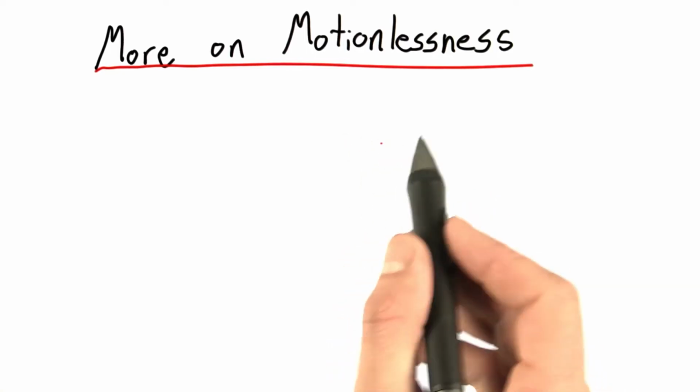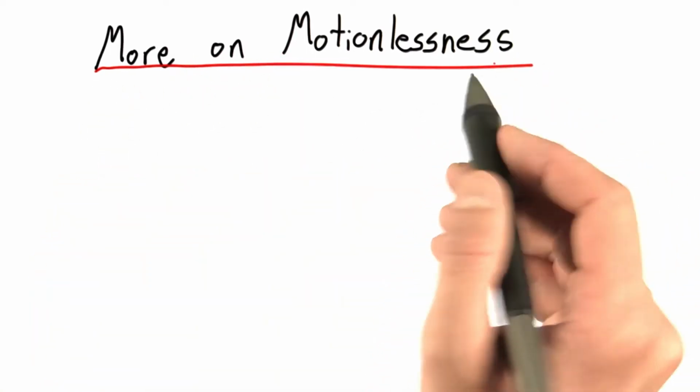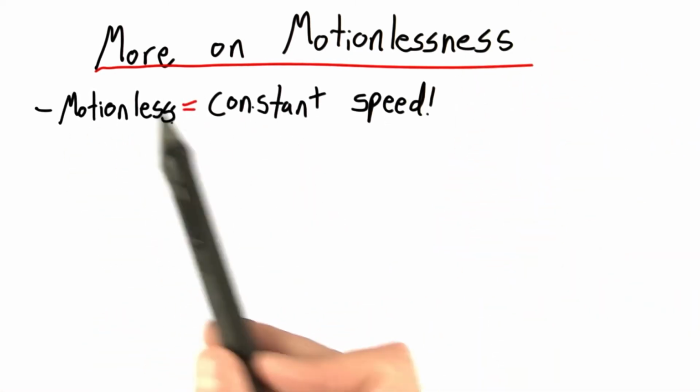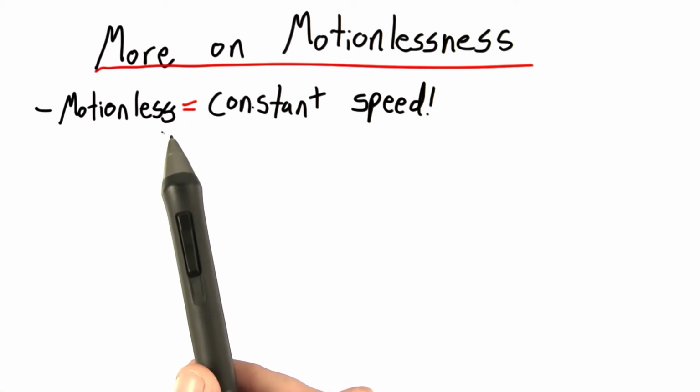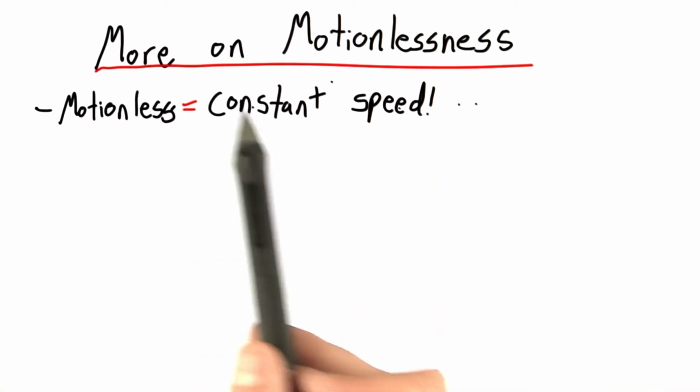If your brain's getting a little fried, stick with me for a little bit longer. We've got one more thing to talk about with motionlessness, which is actually surprisingly fascinating. I want to point out one thing from before. An object that's motionless or at rest, from a force point of view, is in the exact same situation as an object moving at constant speed.